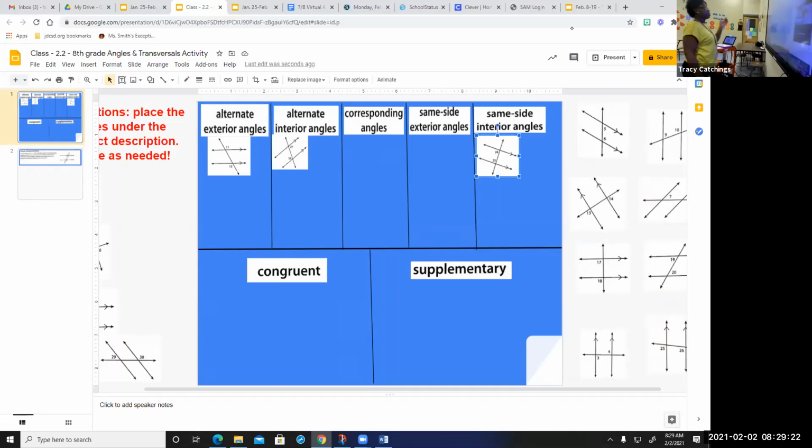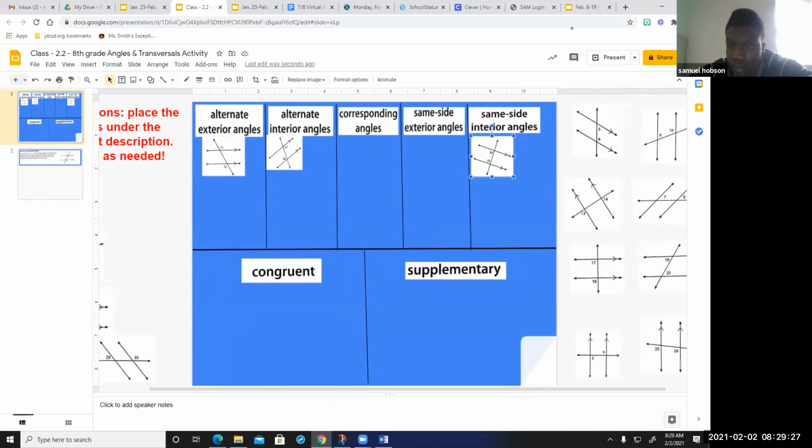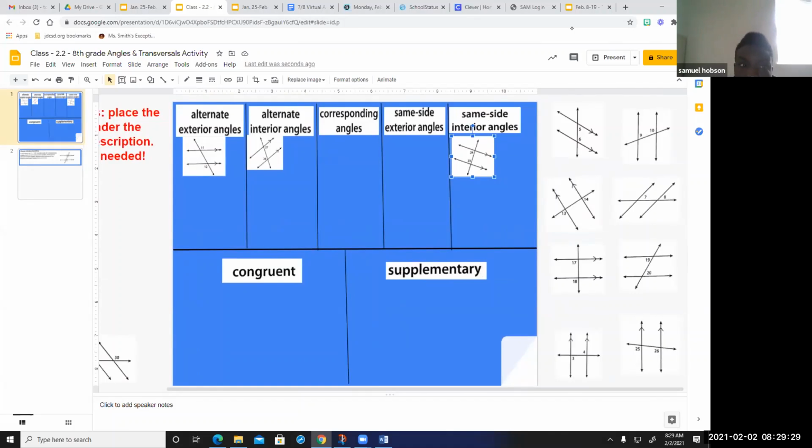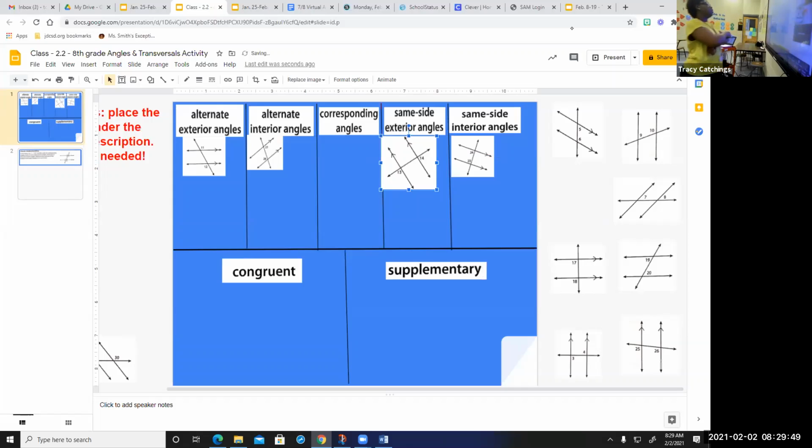All right, somebody give us another pair to look at. 13 and 14, same side exterior angles. All right, same side exterior, 13 and 14. They're both on the outside, on the same side. Good job. All right, somebody else?